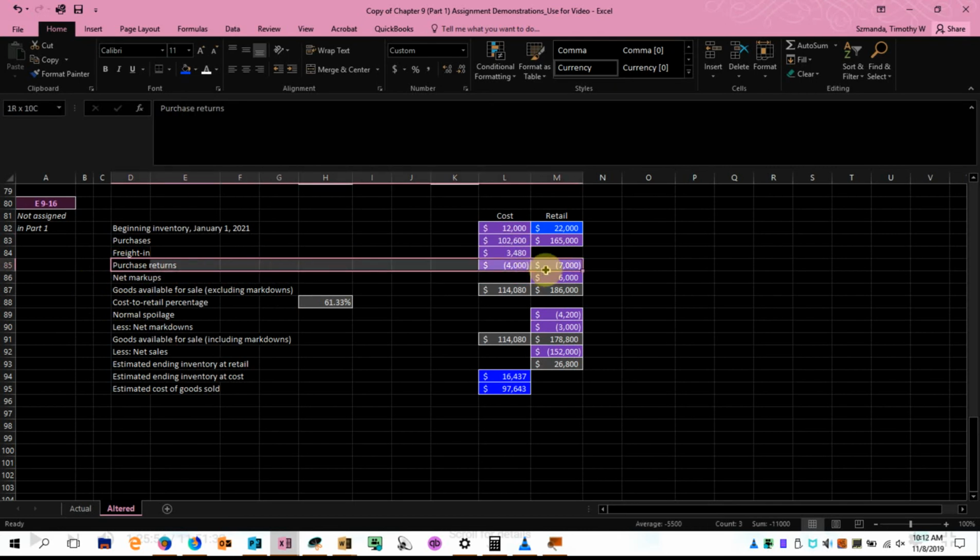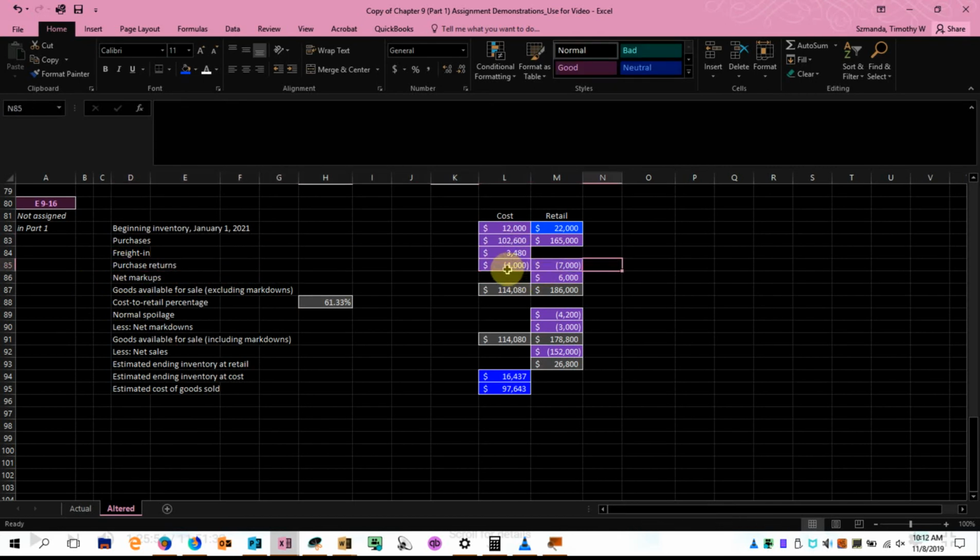So purchases returns has both a cost effect and a retail effect, because what are we returning? We're returning part of the purchases. And purchases, of course, has a cost and retail effect. So in this case, we are going to return some of what we purchased, therefore, it's going to have implications for the cost side and the retail side calculations. That was one thing I wanted to mention.